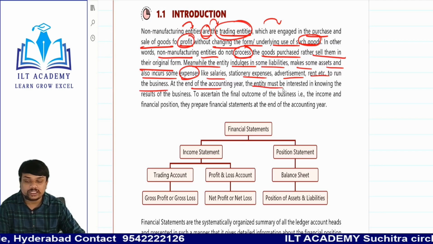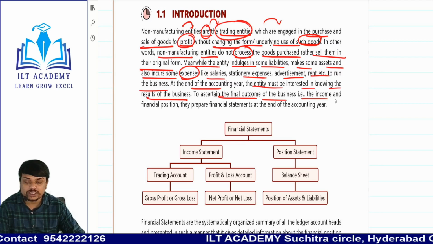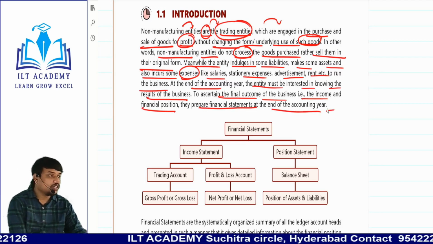At the end of the accounting year, the entity must be interested in knowing the results of the business. To ascertain the final outcome of the business, that is the income and the financial position, they prepare the financial statements at the end of the accounting year.